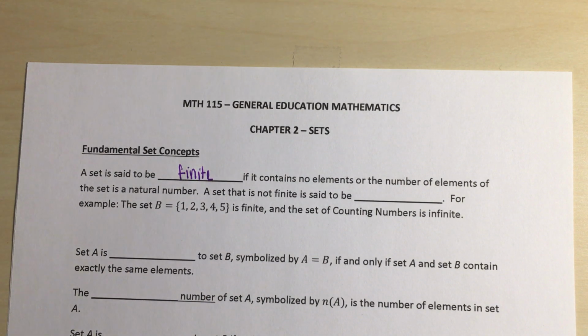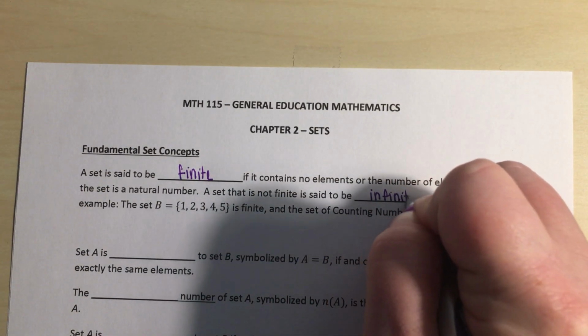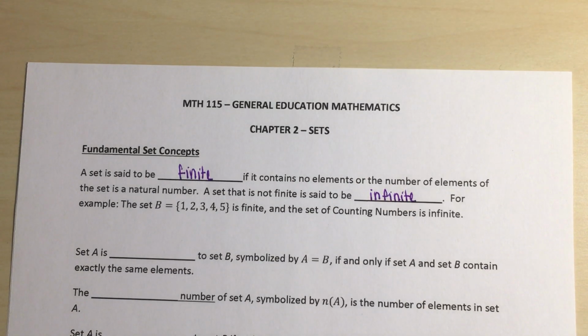A set that is not finite is said to be infinite. For example, the set B equals {1, 2, 3, 4, 5} is finite because we can count that we have 5 elements inside that set, whereas the set of counting numbers, or natural numbers, is infinite. It goes on forever.